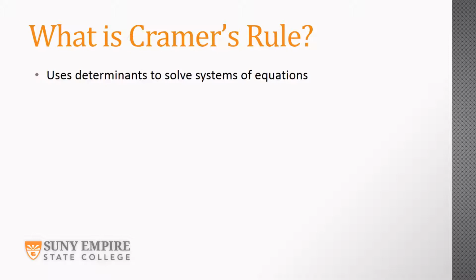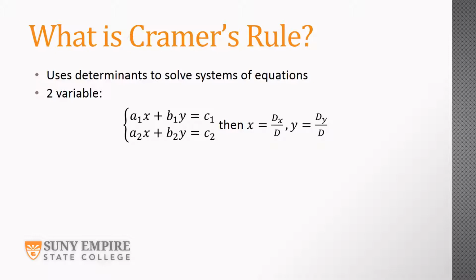Any system of equations with 2 variables can be written as a sub 1 x plus b sub 1 y equal to c sub 1 and a sub 2 x plus b sub 2 y equals c sub 2. Cramers' rule says that the variable x will equal d sub x divided by d, and the variable y will equal d sub y divided by d.